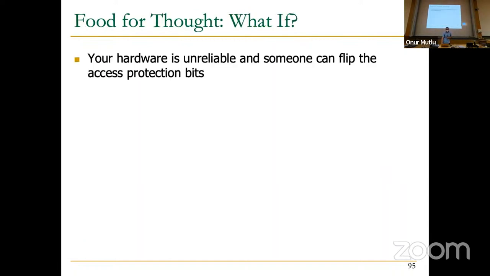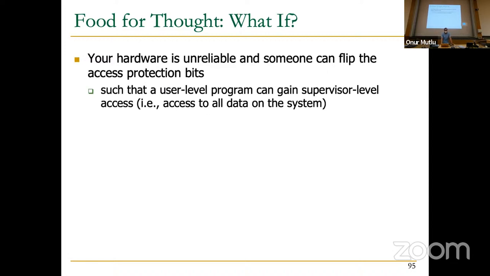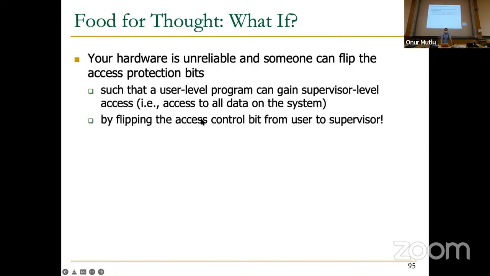Okay, now my favorite part. So what if your hardware is unreliable, for example, and someone can flip the access protection bits, right? This is lecture two, if you remember. And we're gonna flip these bits and we're gonna see exactly why, for example, RowHammer works. Now we actually have all the background until this point. A user level program can gain supervisor level access to memory, meaning access to all data in the system, by flipping the access control bit from user to supervisor.